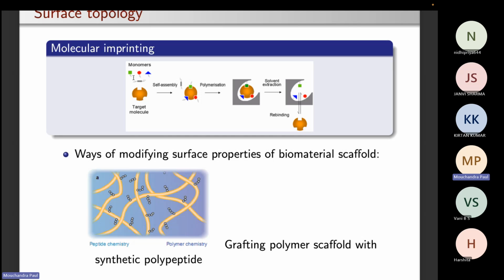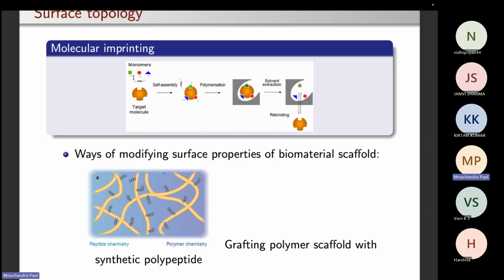Say you want to make sure that only the protein called laminin adheres to it. You have to first figure out what binding sites are possible in the laminin, and what functional groups, chemical groups, can bind to those binding sites of the laminin. Then you add those functional groups in your polymer, and you synthesize the polymer in such a way that those functional groups are added.